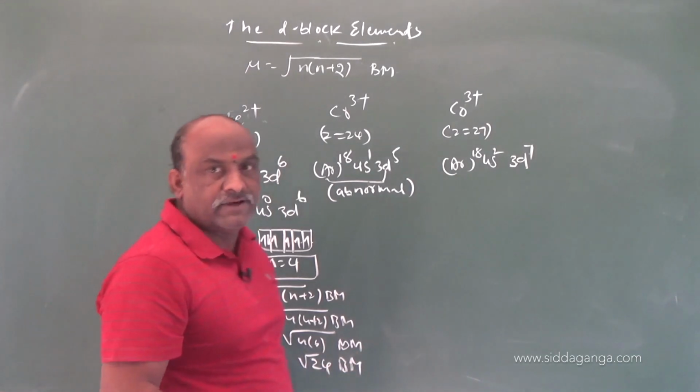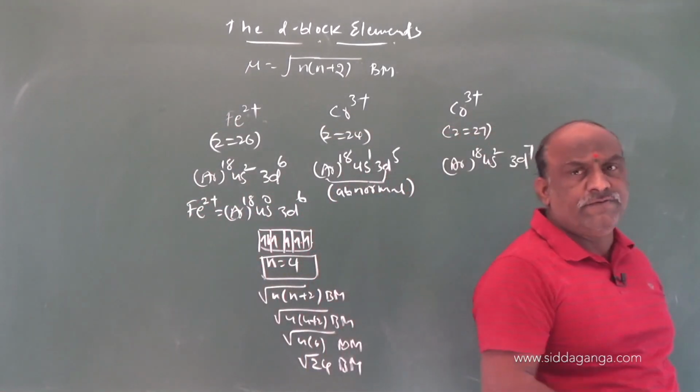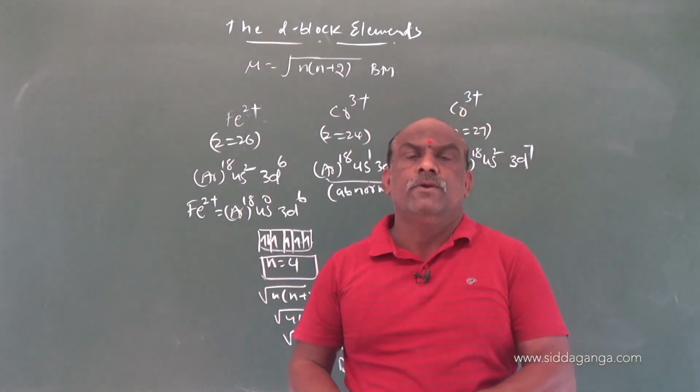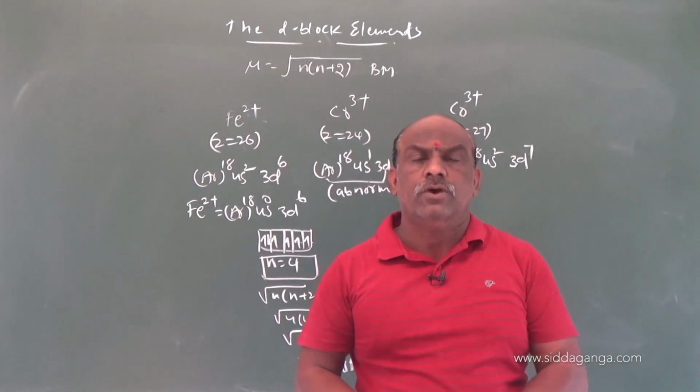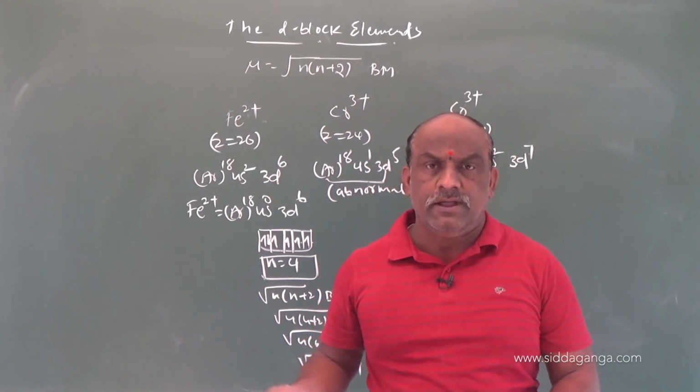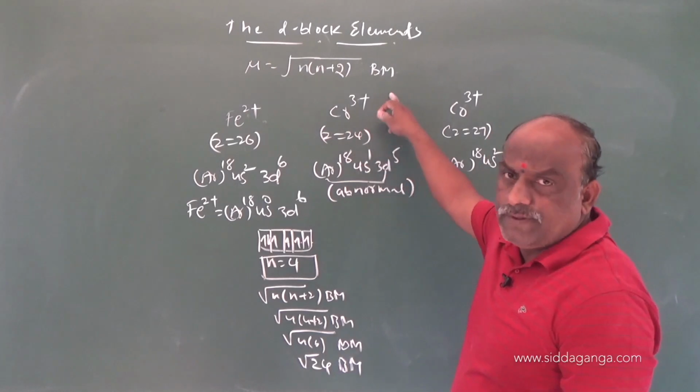The answer for Fe2+ is root 24 BM. Root 24 is approximately 4.82. Clear?